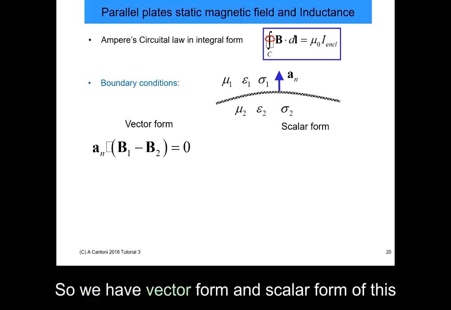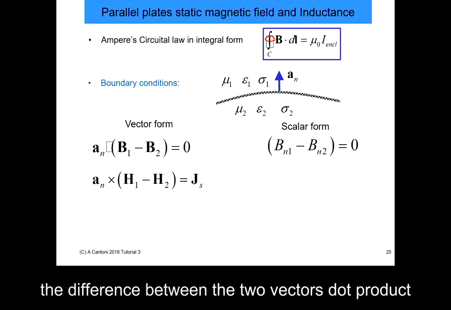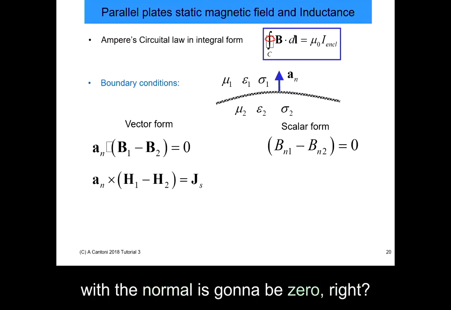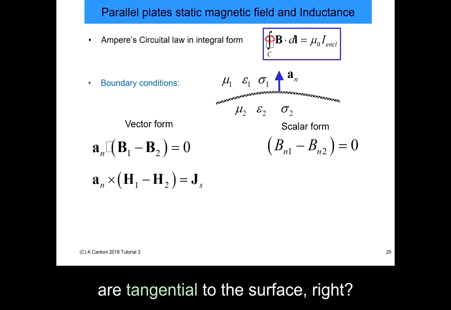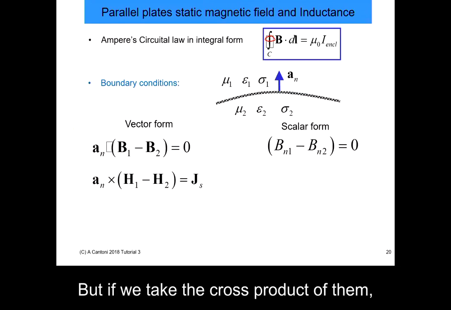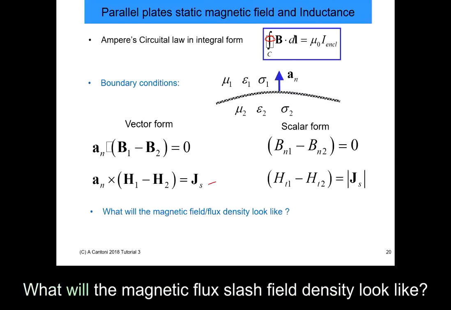So we have vector form and scalar form of this, A in the normal direction. So you can see here the difference between the 2 vectors, dot product with the normal, is going to be 0, right? So that means that the magnetic fields are tangential to the surface, right? But if we take the cross product of them, we get the current density, right? What will the magnetic flux / field density look like?